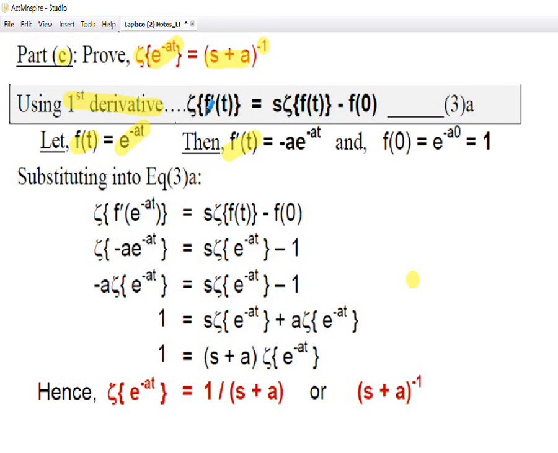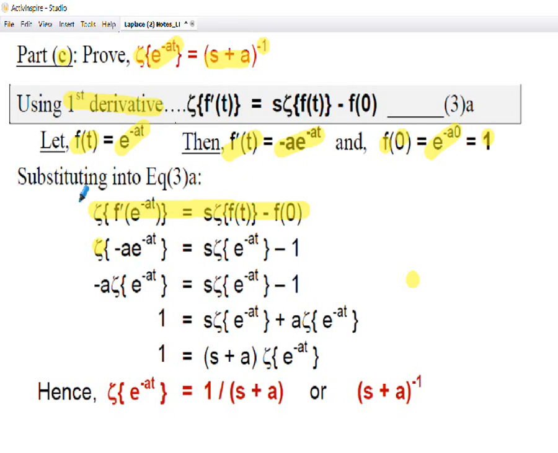So when we find the first derivative of the function of t from our standard derivative tables, we will get minus a e to the minus at, and if we put the value of 0 into the function of t, so we get e to the minus a times 0, in this case that will basically be e to the 0, and anything to the power 0 is 1. We're then going to put these values into the first derivative Laplace transform.